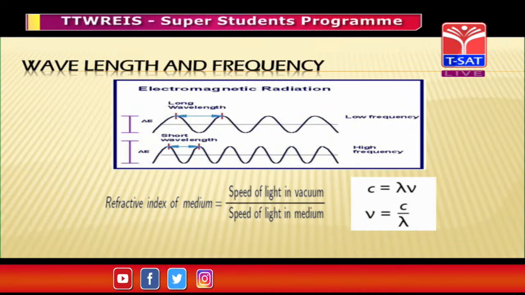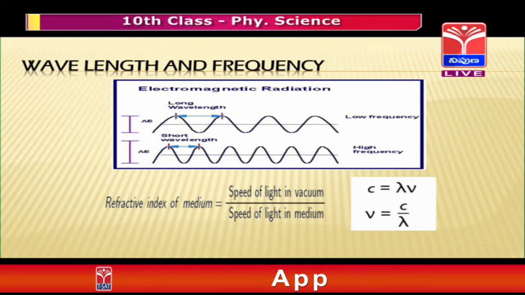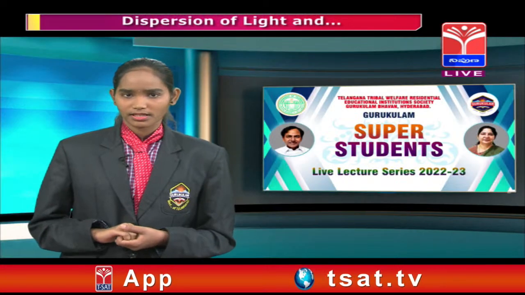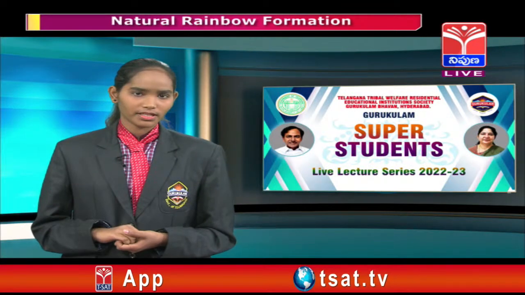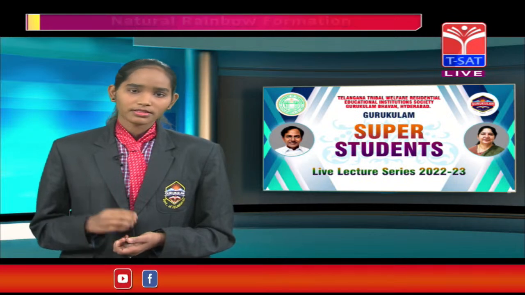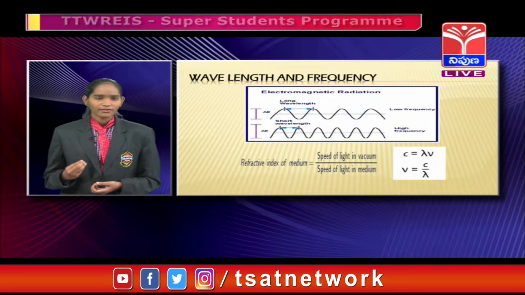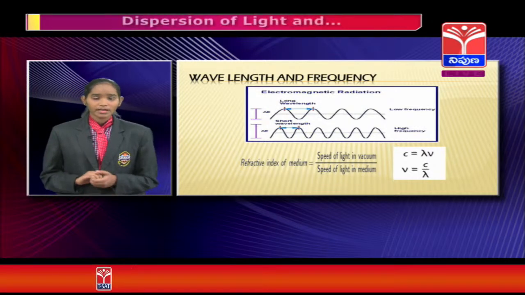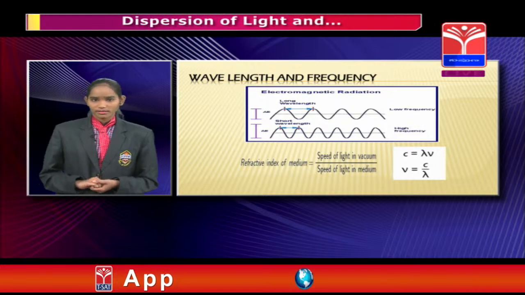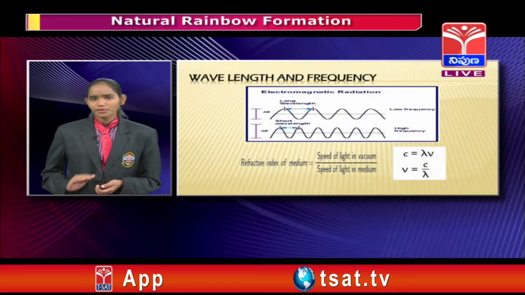It depends on the wavelength of the light when it is passing through a medium. So, the relation between wavelength and frequency is that wavelength is inversely proportional to frequency, or the speed of the wave is equal to the wavelength times the frequency. It is a universal relationship and applies to all waves. As the frequency increases, the wavelength becomes smaller.